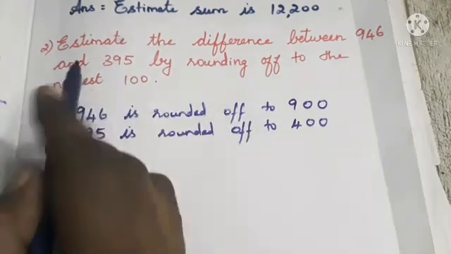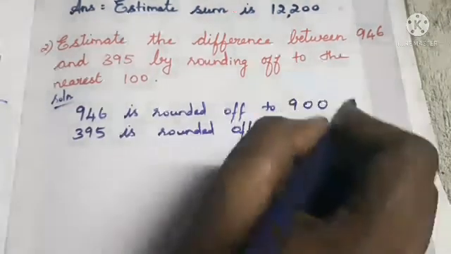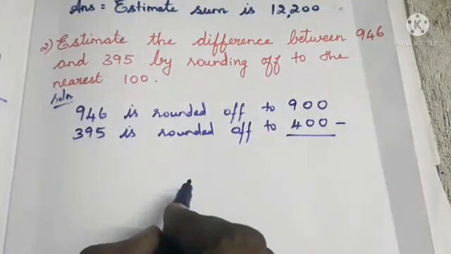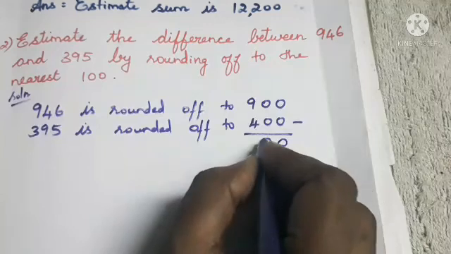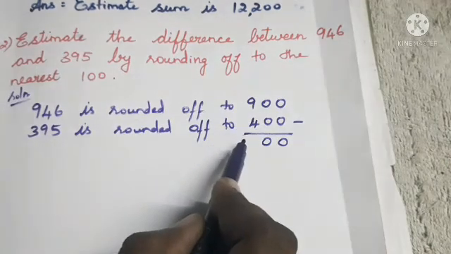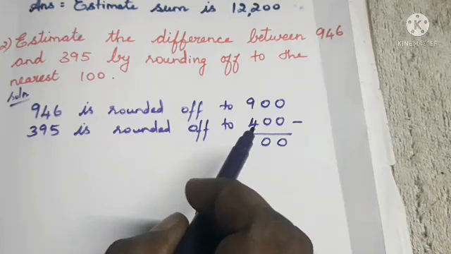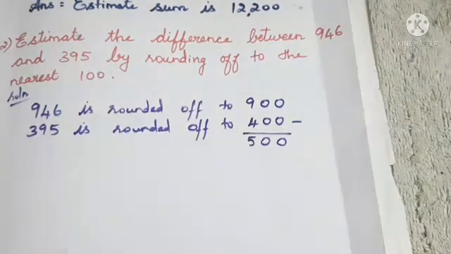Next they asked to find the difference. Difference means minus. We have to subtract. So we put the minus symbol and subtract. 0 minus 0 is what? 0. Next 0 minus 0 is 0. Next 9 minus 4. So 9 in the mind, take 4 on the fingers: 9, before that 8, 7, 6, 5. So we got the answer as 500 now, isn't it?